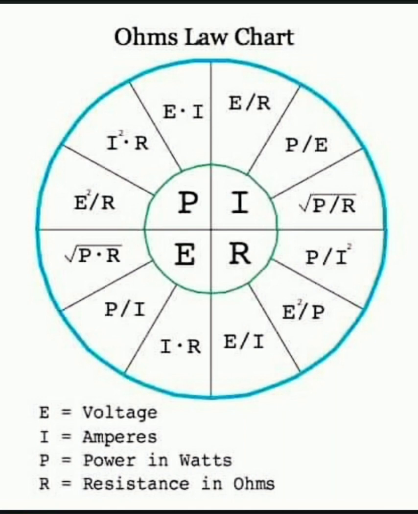Then I, which means current. For this we have different formulas: E by R or P by E or even square root of P divided by R. Then for power we have the formula E into I or I square into R. Then another formula, E square divided by R. These all are derived from your Ohm's law itself.